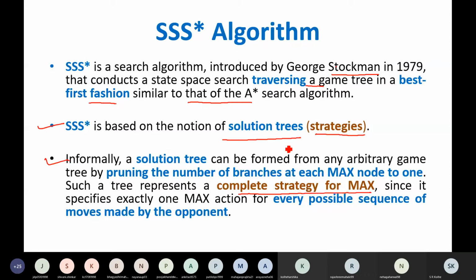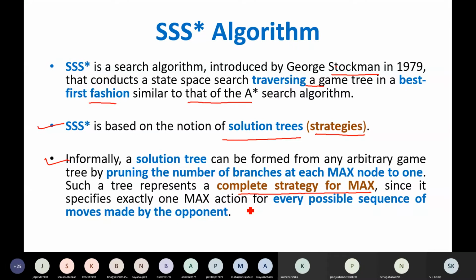Again, I will repeat this because this concept is very important in the SSS star algorithm. That is the concept of solution tree or strategy. What is a strategy? You can define a strategy in a game tree by pruning the number of branches at each max node to 1. A max node may have more than one branch going from it, so you prune that to 1. That represents a complete strategy for max, since it specifies exactly one max action for every possible sequence of moves made by the opponent, that is the min player.